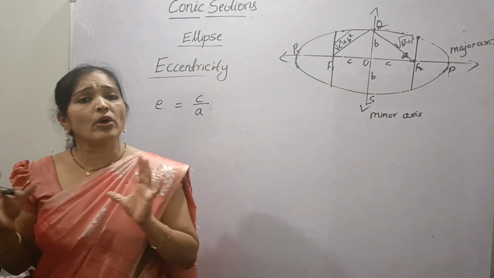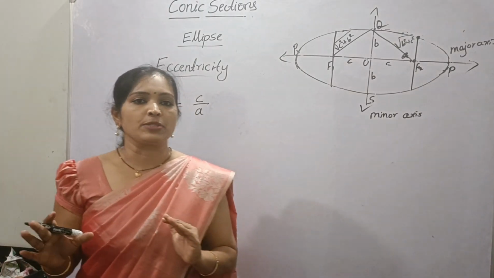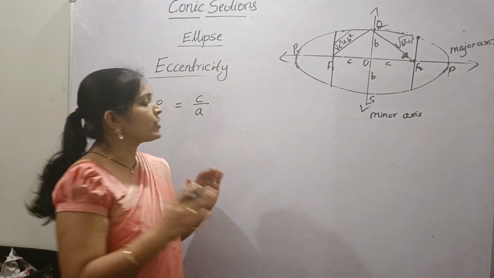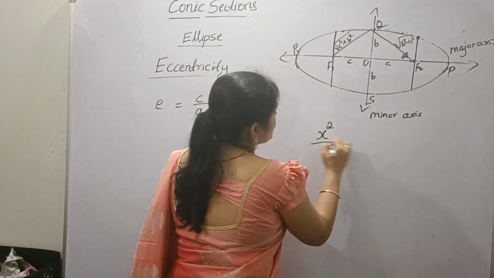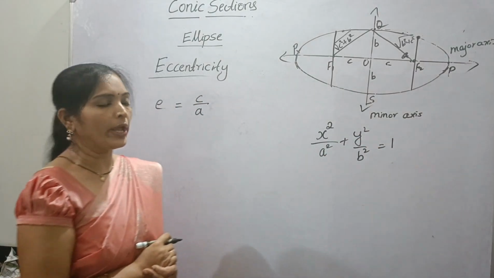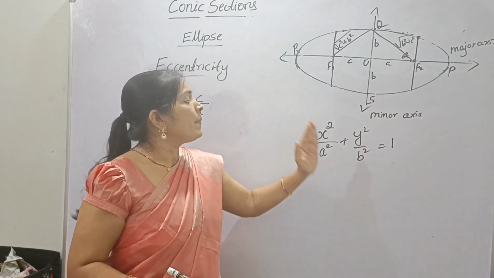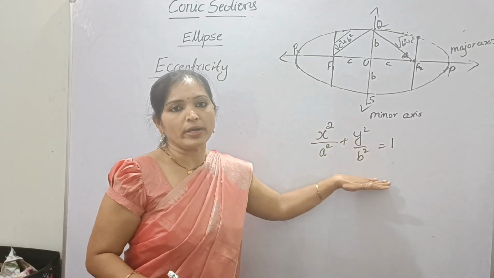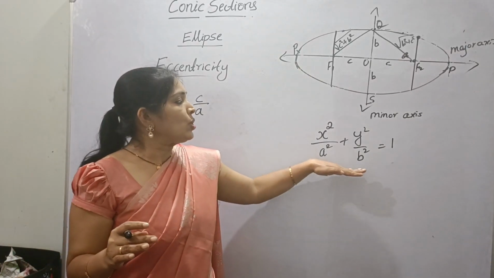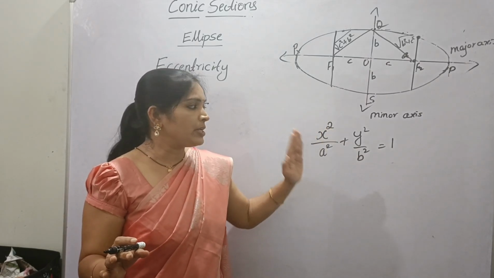So here we have to find the equation of the ellipse, right? To find the equation of the ellipse, we have to derive it using the definition of the ellipse. It will be a long derivation. After the derivation, it gives us the equation of the ellipse: x square by a square plus y square by b square is equal to 1. Remember, x square by a square plus y square by b square is equal to 1.